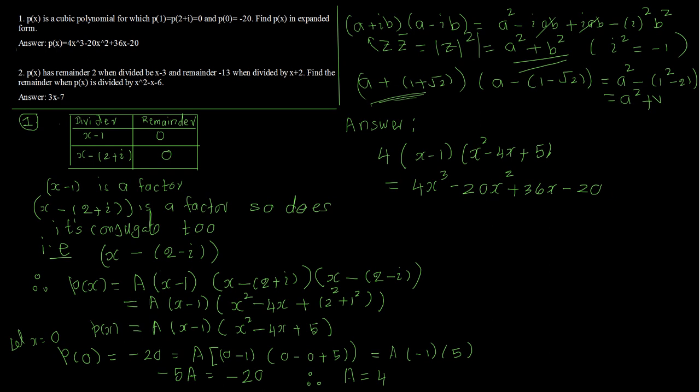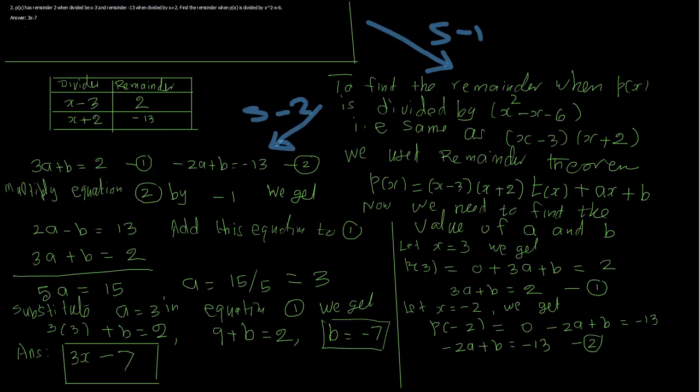Okay, I'm going to go to the next one. Alright, so here's the problem. p of x has remainder 2 when divided by x minus 3. So I put it in the chart. When you divide by x minus 3, the remainder is 2. When divided by x plus 2, the remainder is negative 13. The question is, find the remainder when p of x is divided by x squared minus x minus 6.